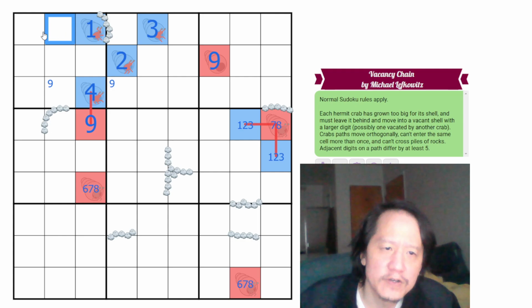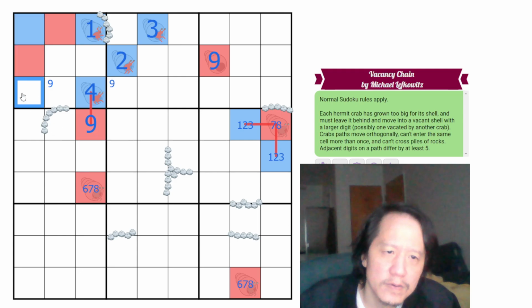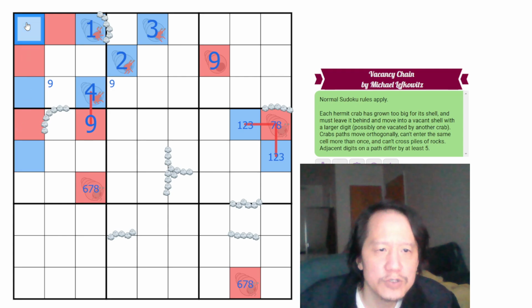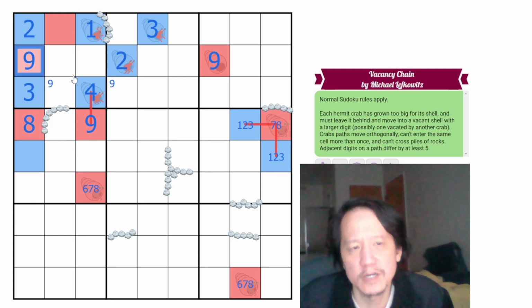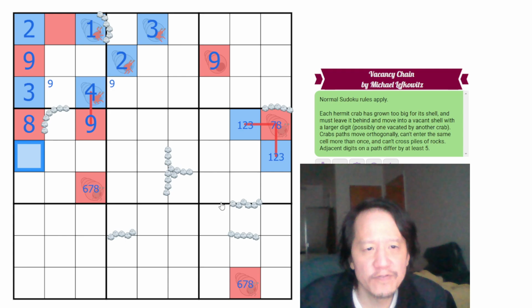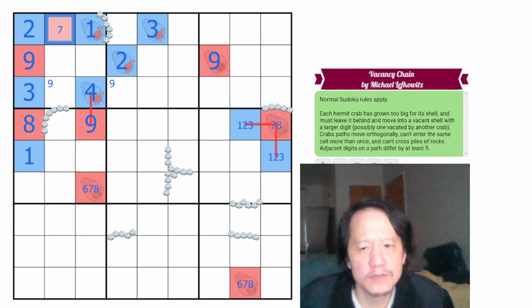So what happens if it goes this way? It would have to go here. So then this would be 2 and 3. So this would be 2. This would be 3. This cannot be 9. So this would be 8, which would force this to be 9. This cannot be 4. This would have to be 1. This could be 7 or 8. Either one works.